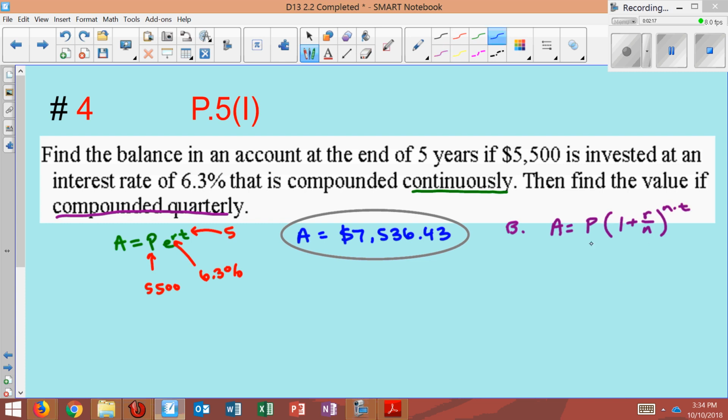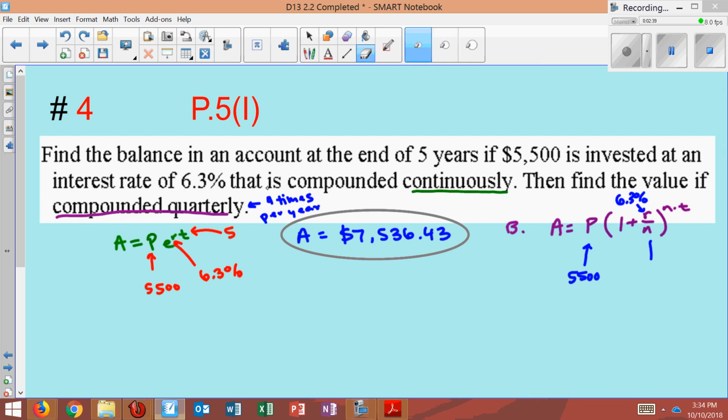So in this case, we have 5,500 going in for the P again. The rate is again 6.3%. The number of times, since it says quarterly, quarterly means 4 times per year. I'm going to make that 4 a little more clear. 4 times per year. So n is 4 over here, and this n is 4. And this time t is 5 years again.